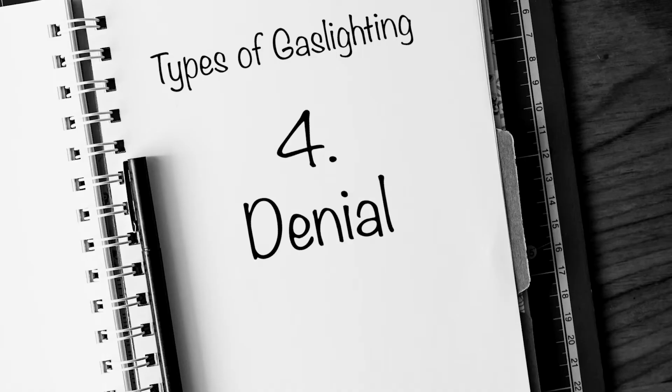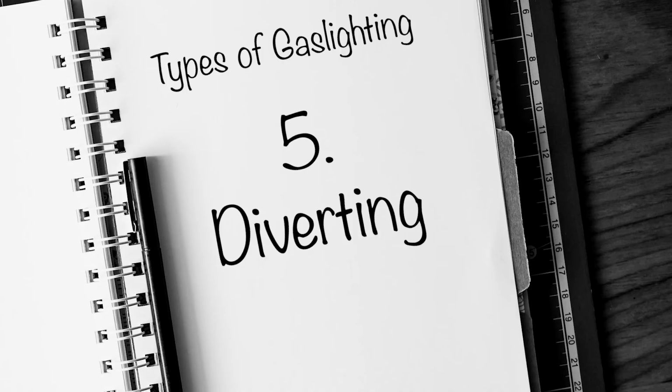Number 3, trivializing. This occurs when a person belittles or disregards the other person's feelings. They may accuse them of being too sensitive or overreacting when they have valid concerns and feelings. Number 4, denial. Denial involves a person pretending to forget events or how they occurred. They may deny having said or done something or accuse someone of making things up. Number 5, diverting.